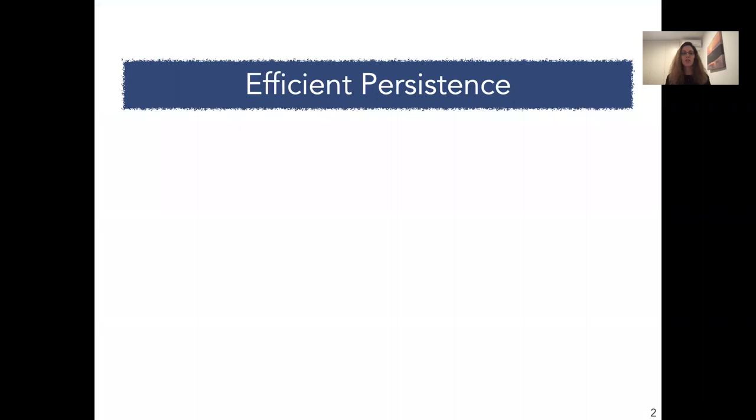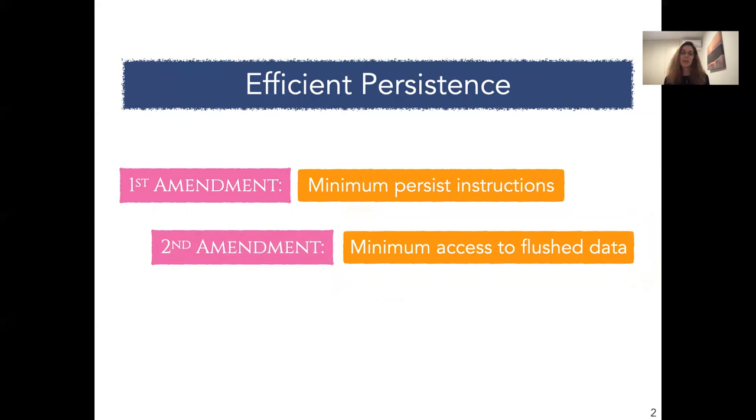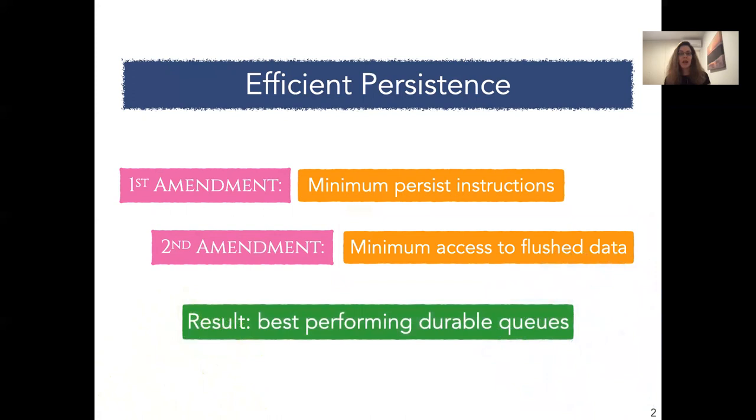We achieved excellent performance by satisfying two optimal properties. In a first amendment to durable queues, we reduced the expensive blocking persist instructions to the minimum theoretically possible. In a second amendment, we additionally eliminated accesses to data flushed from the cache to the memory. Thanks to these optimal durability properties, our second amendment queues are the best performing durable queues existing today. They perform more than twice faster than previous implementations in most of the workloads we measured.